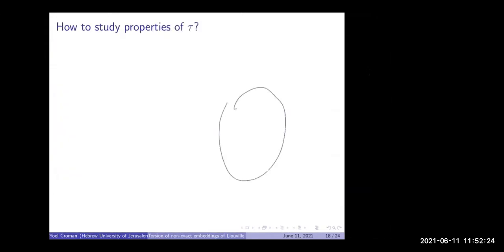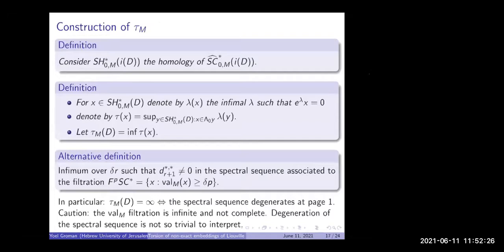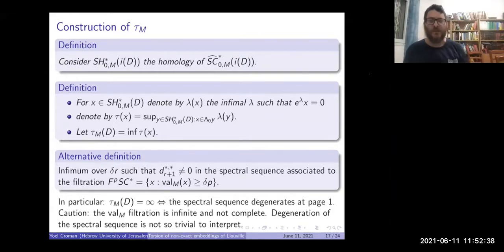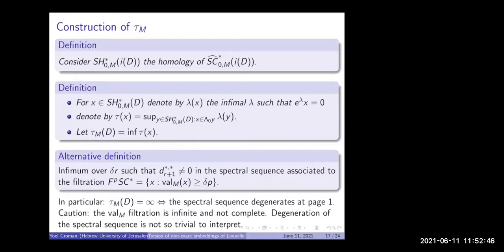Sorry, Yoel, can I make you pause? The spectral sequence is associated to the sum of the exponent of t and the value of the primitive. Okay, thank you. It's a filtration with respect to this t. No, it's not a filtration with respect to the norm. It's a filtration only with respect to this thing that I call val m. So basically only the actual area of the cylinders.